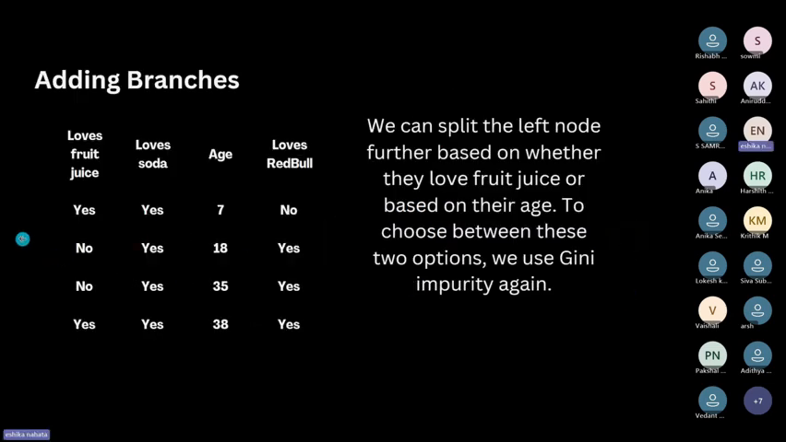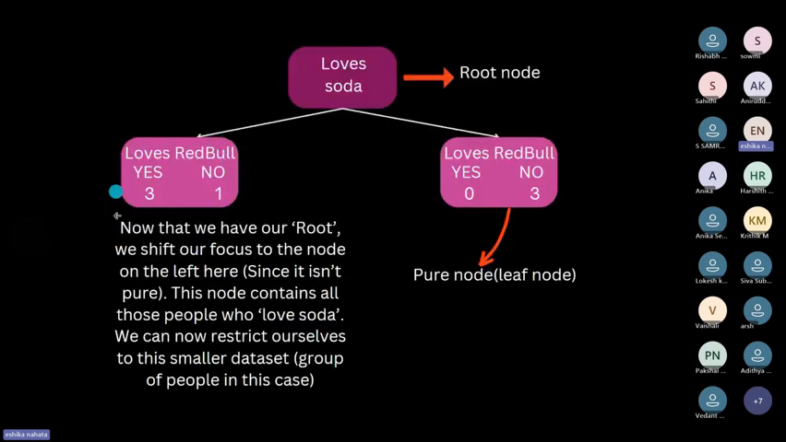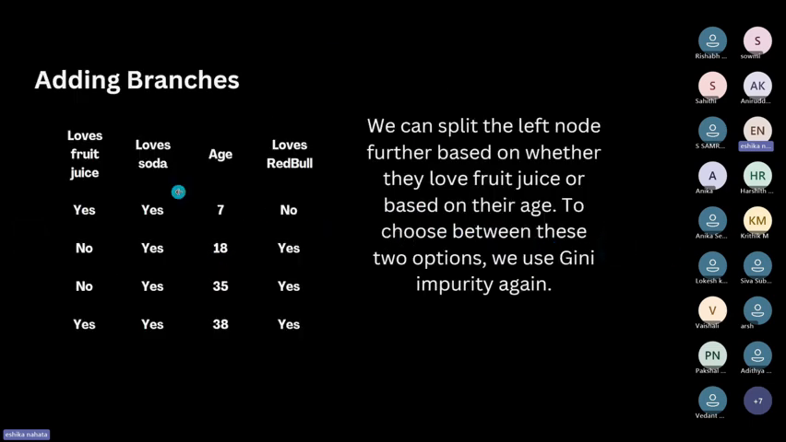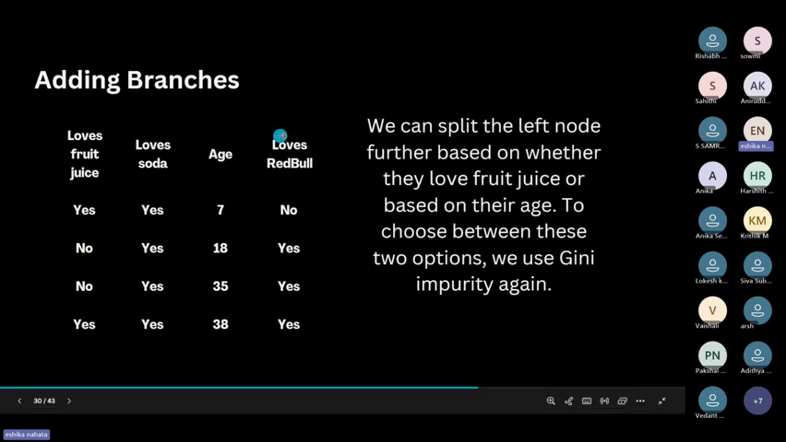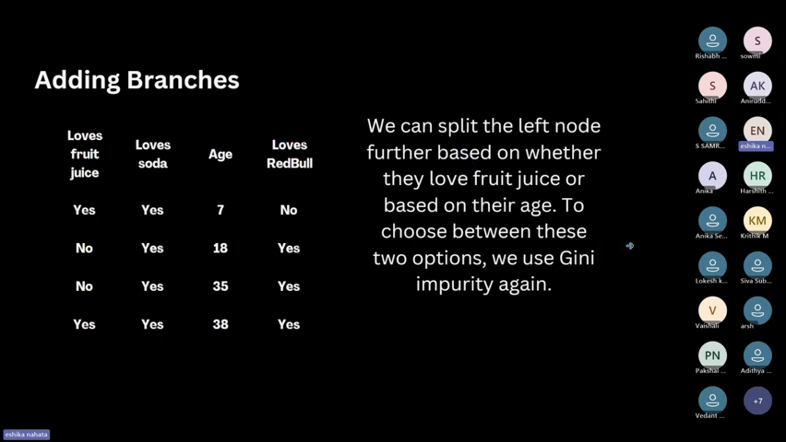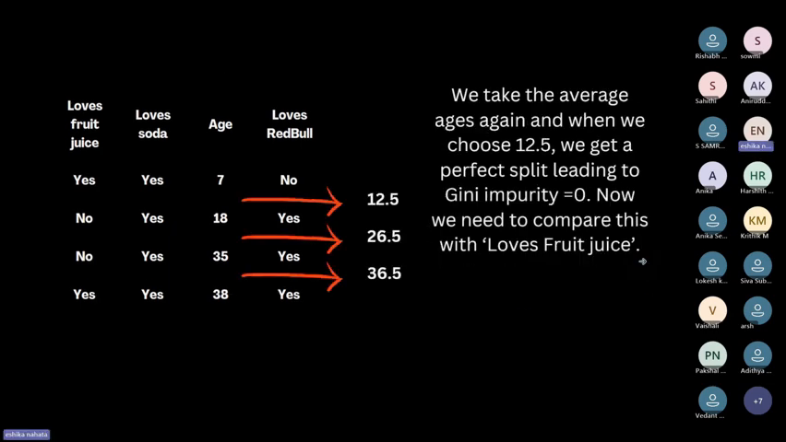Now we just segregate the data points that ended up on this leaf node, because these have already been classified and we don't need to worry about them. All of these are love soda, yes. Now we have to split the left node based on whether they love fruit juice, or we can take one of the adjacent average values of age again. These averages become these values. When you do the calculation for Gini impurity all over again, you find that the 12.5 value will give you a perfect split with Gini impurity equal to 0.